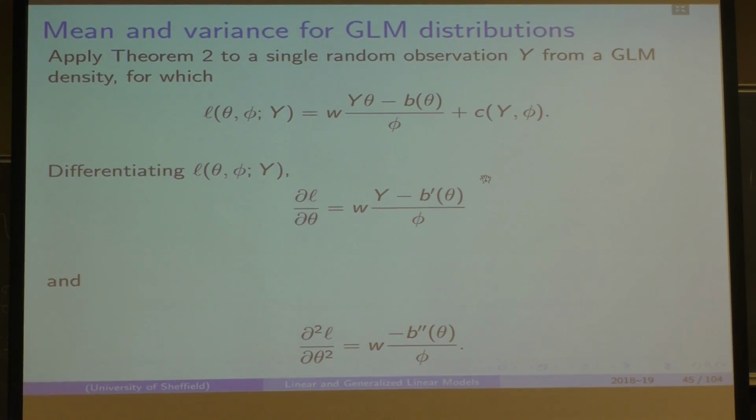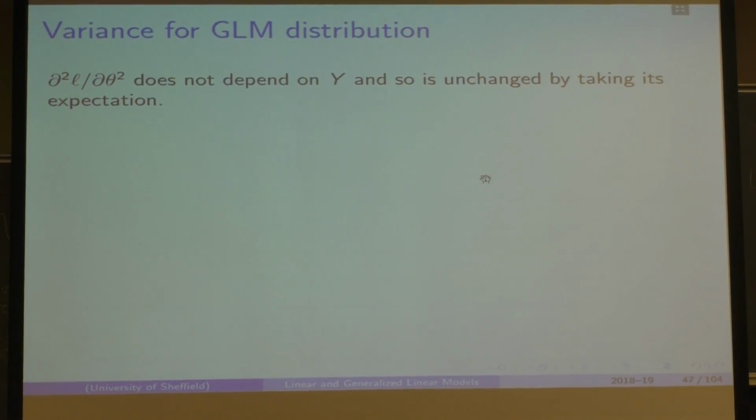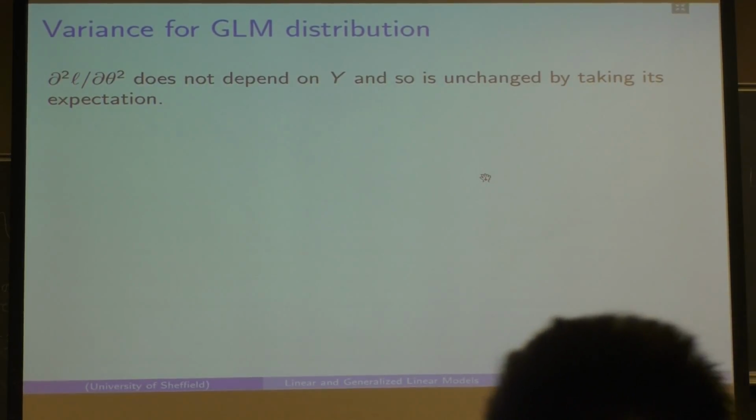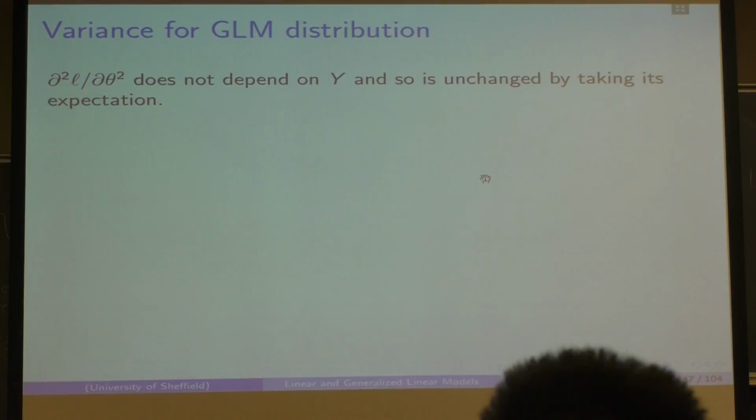I'm going to skip over the slide that I did at the end of the lecture, the version with the mean, and move on to the bit where we're talking about the variance. This is the second paragraph from the bottom of page 63 in the notes. That formula that we got for the second derivative didn't actually depend on y. It's got w over phi times a function of theta, so there's no y in it. So it's not in fact random.